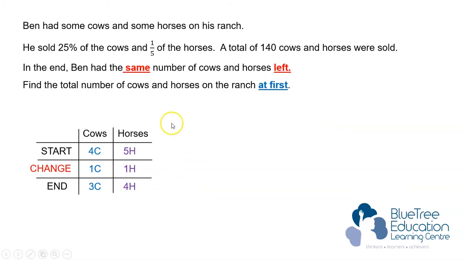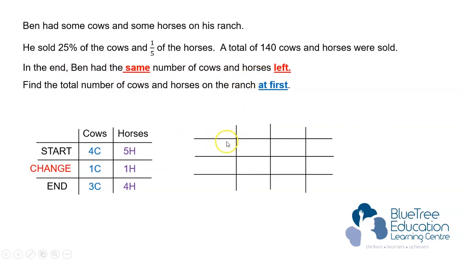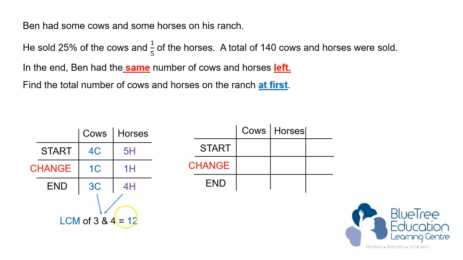Now, the point is that Ben had the same number of cows and horses left, which means we will need to do some conversion to the units that we have over here. I'm going to draw a new tic-tac-toe table and rewrite the information. Look at this. 3c and 4h is the same number of cows and horses left, so it's important that we find out the LCM of 3 and 4, which is 12.